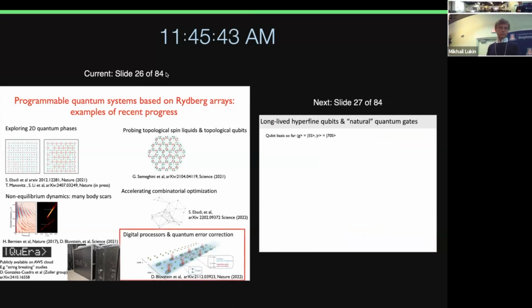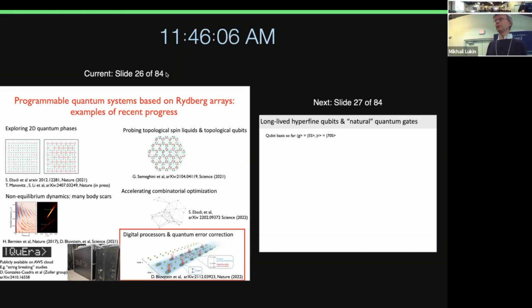But what I really want to focus this lecture on is more on digital evolution, and using it to explore both digital simulations and the quantum error correction frontier. But maybe it's a good time to stop for questions.